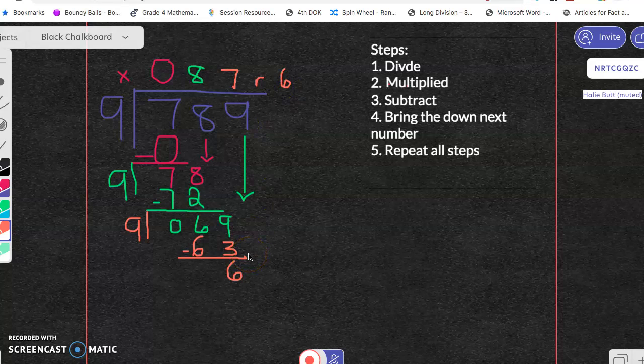Now, if you remember, you could have also, I'm going to do it above in a different color, put a decimal in, added a 0, and kept bringing your numbers down. Now I have how close can 9 get to 60? Well, I know that 9 times 7 was 63, so it's got to be less than that. It's probably going to be 6, 6, which is 54.